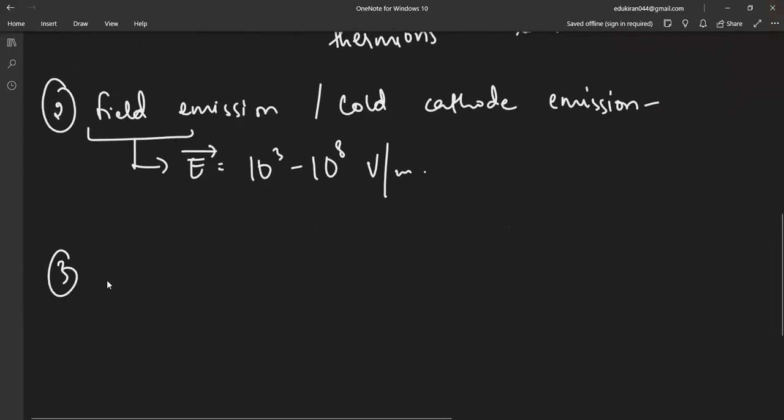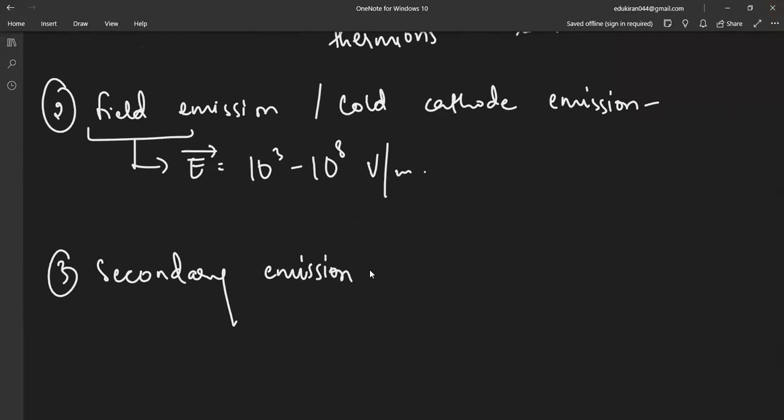Thirdly, we have the secondary emission. In secondary emission, when fast moving electrons strike a metal surface, they transfer some of the energy to the free electron present on the metal surface. As a result, the energy of the free electron crosses the work function, becomes more than the work function, and it gets ejected from the metal surface.